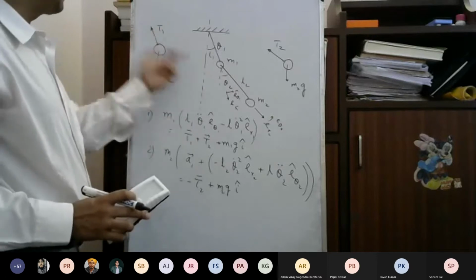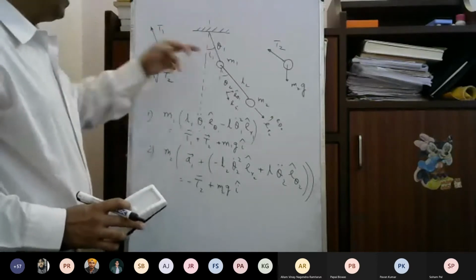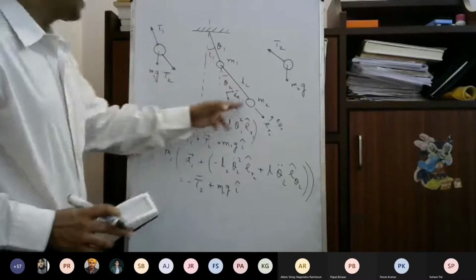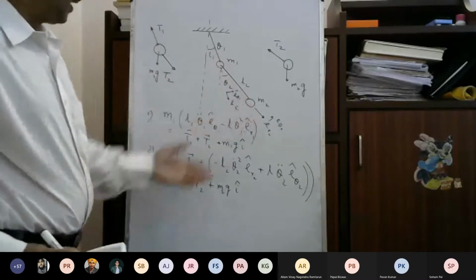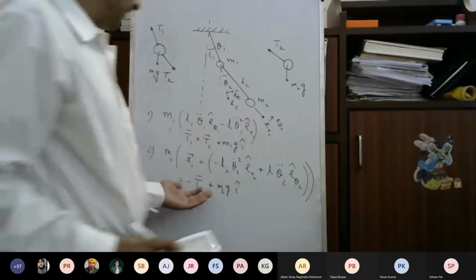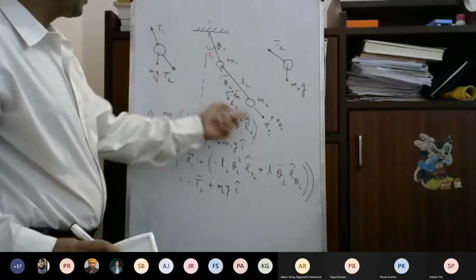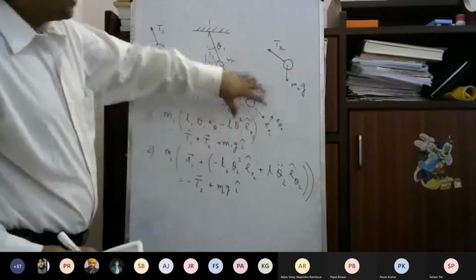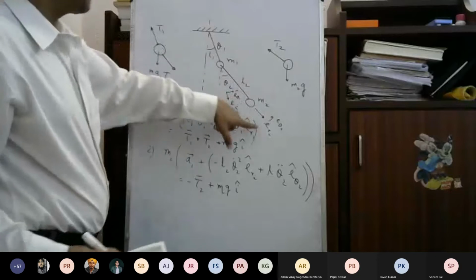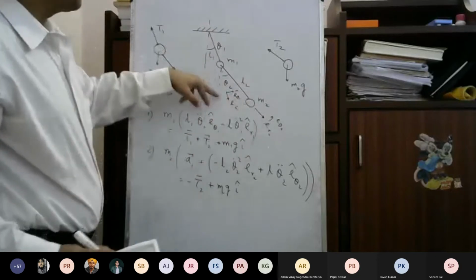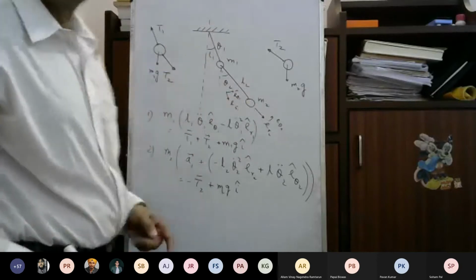T1 is very easy to see. For T1, the direction vector will be E theta1, nothing else. But for T2, well, T2 is also not very difficult, because the direction is in the direction of E theta2. Again, you'll have to replace this E theta2 and ER2 in terms of theta1 and theta2.